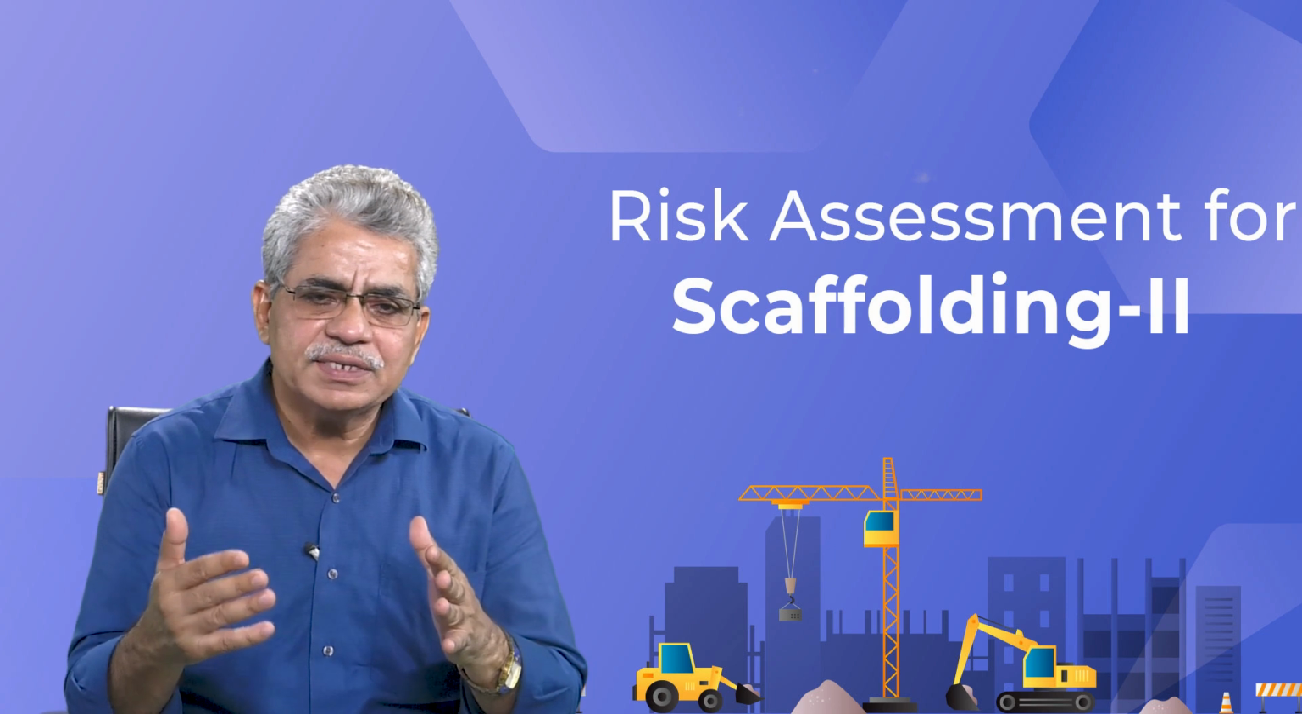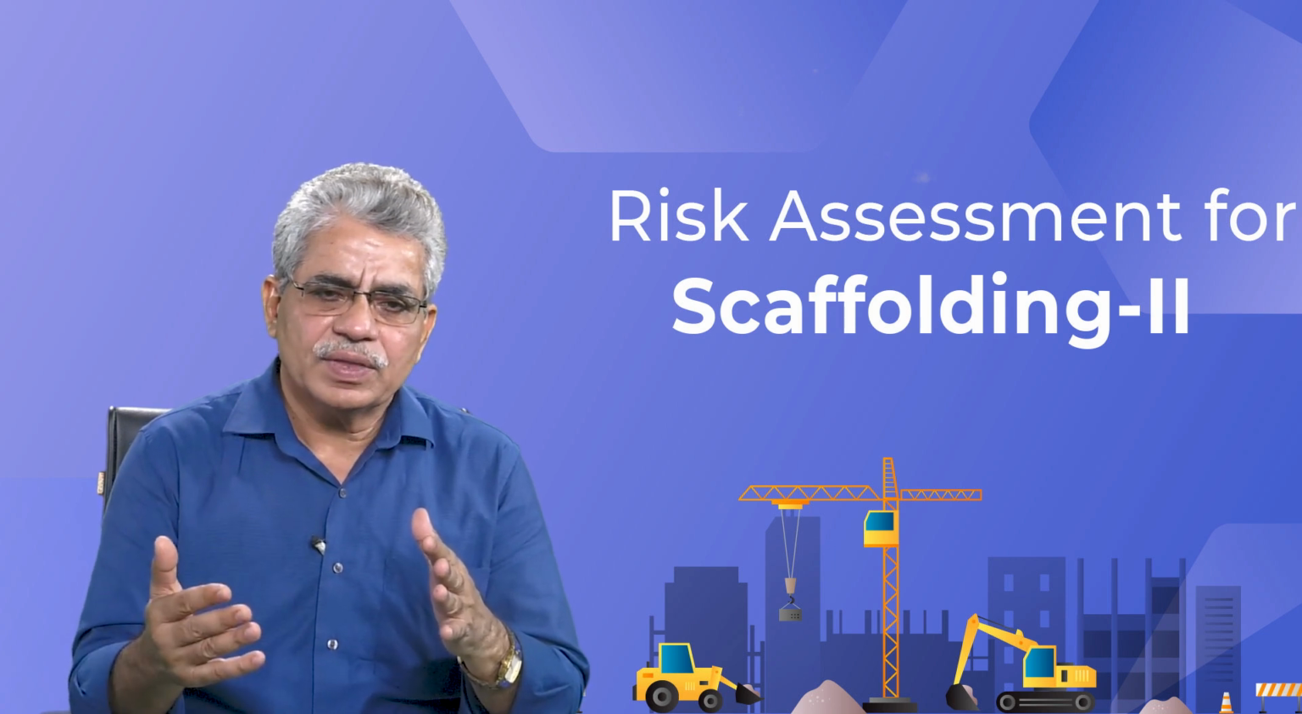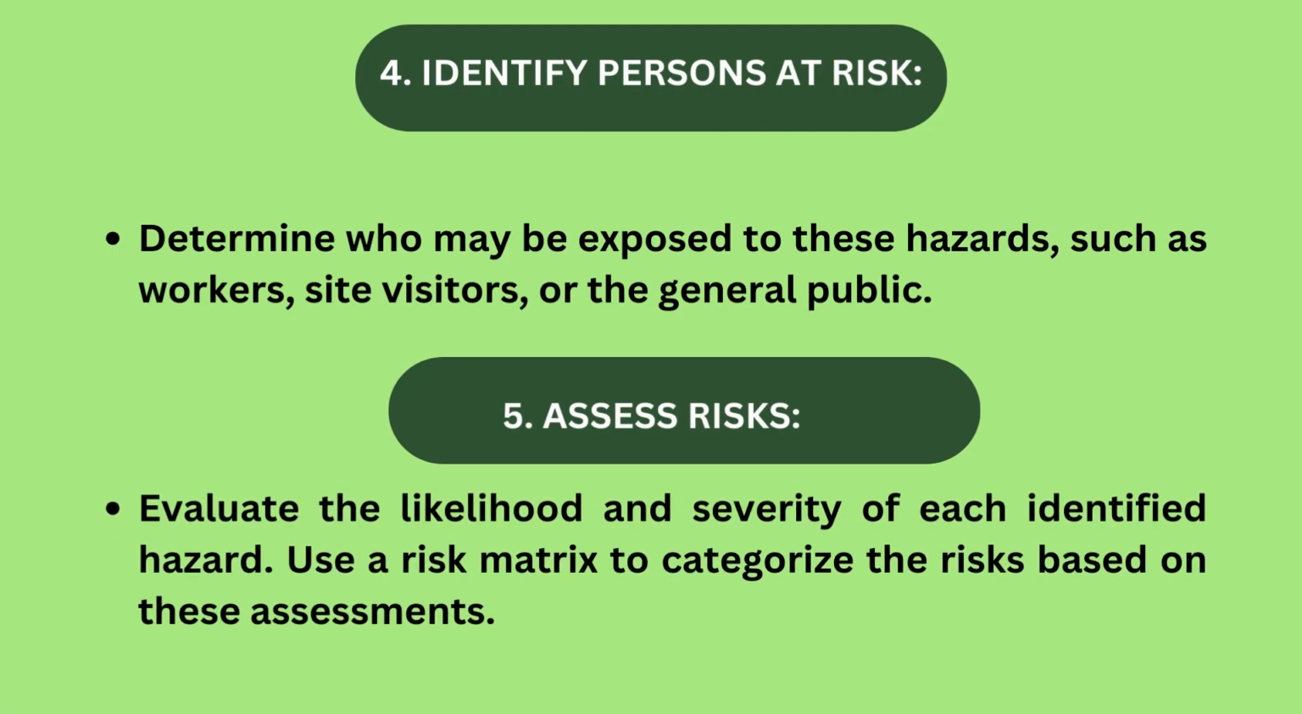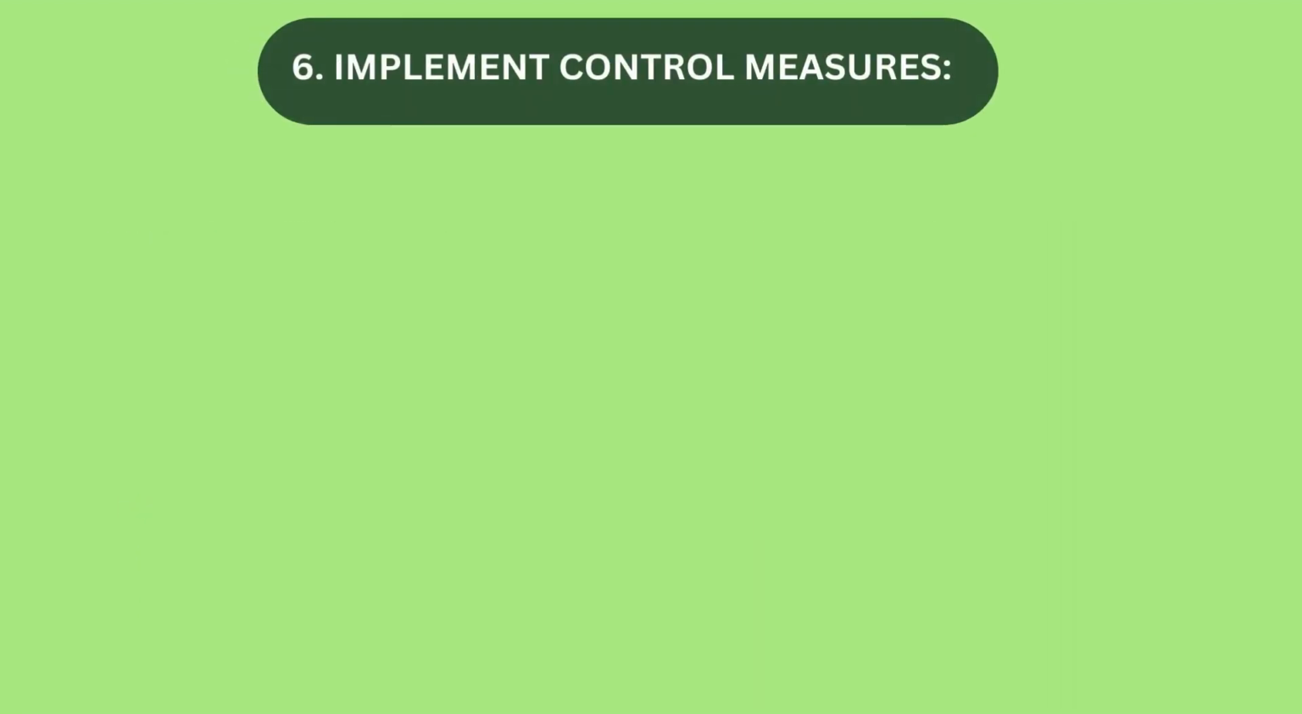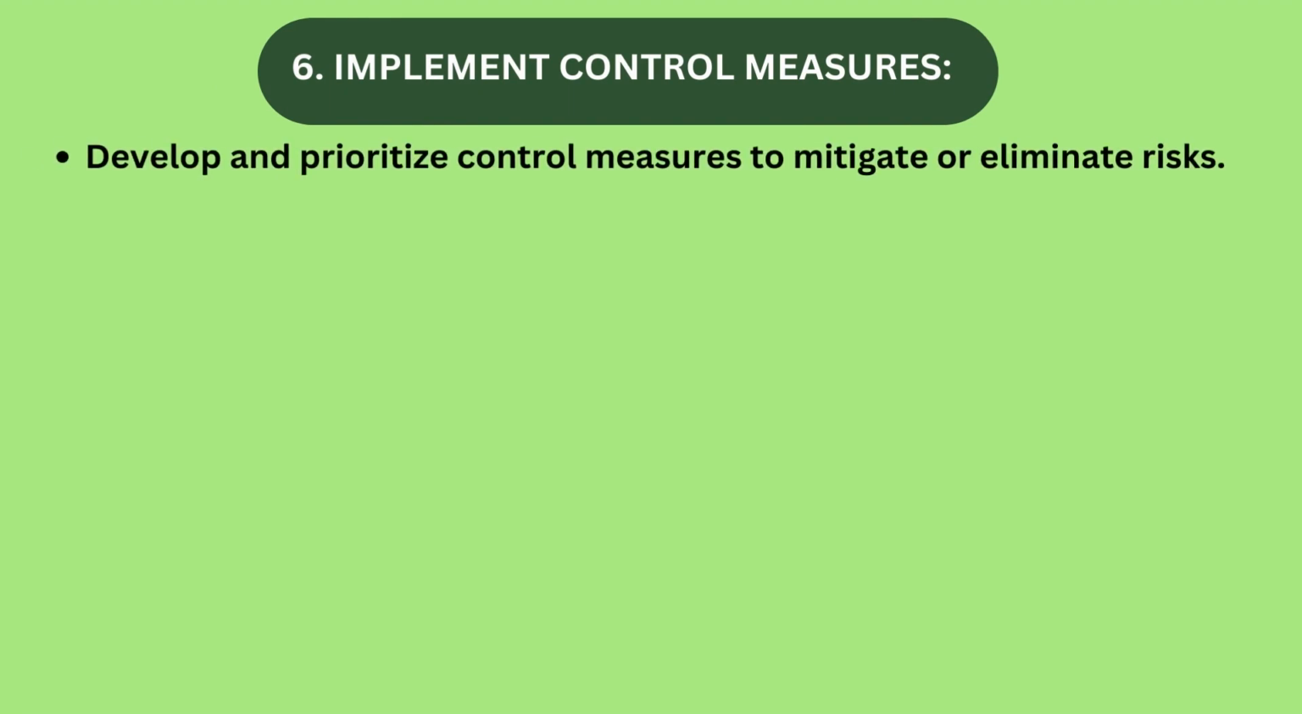The fifth step is assess risks. Evaluate the likelihood and severity of each identified hazard. Use a risk matrix to categorize the risk based on these assessments. Sixth step is implement control measures. Develop and prioritize control measures to mitigate or eliminate risks.